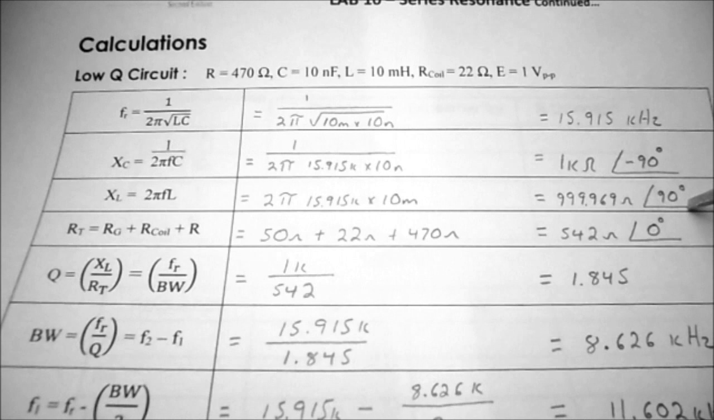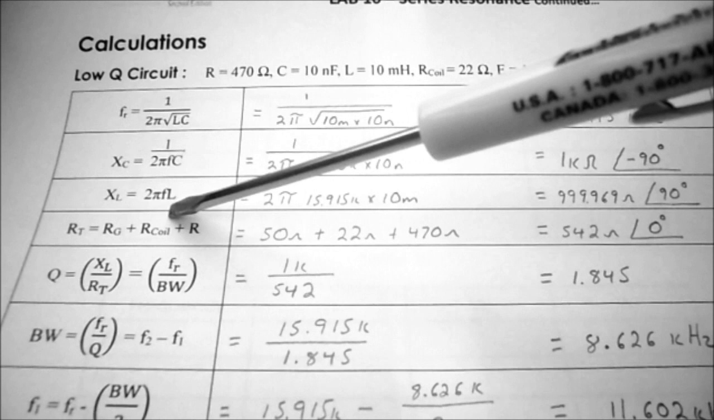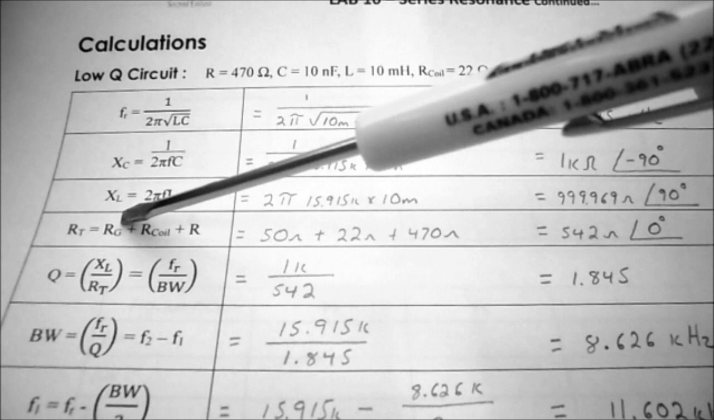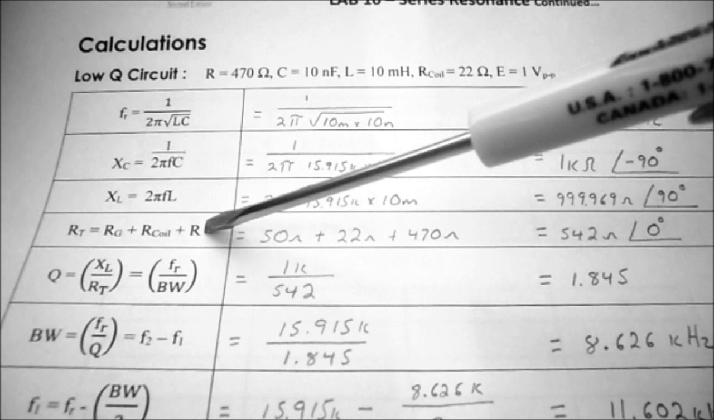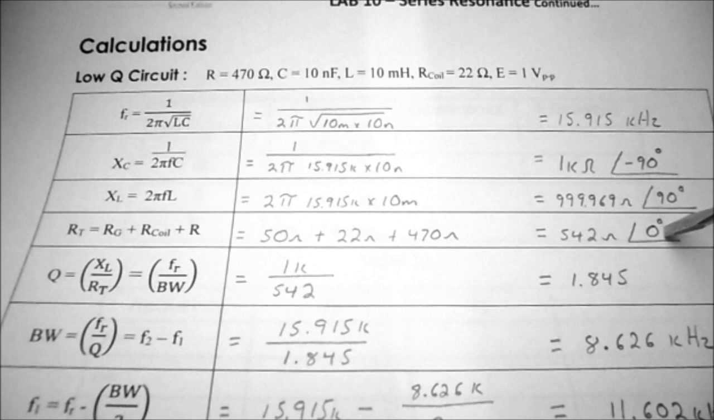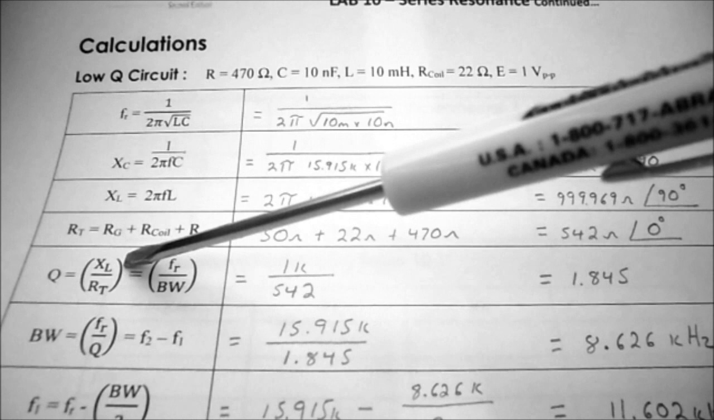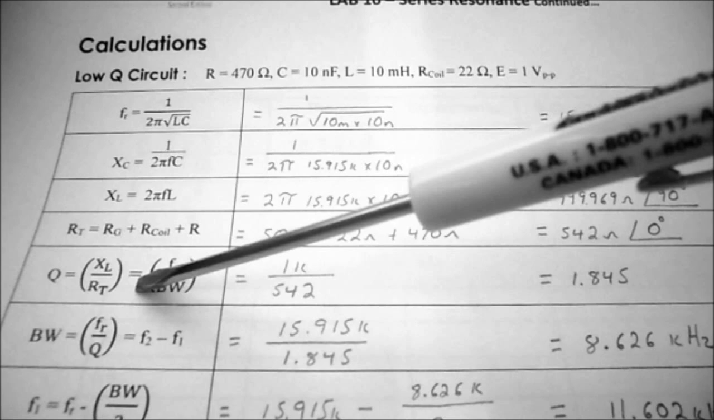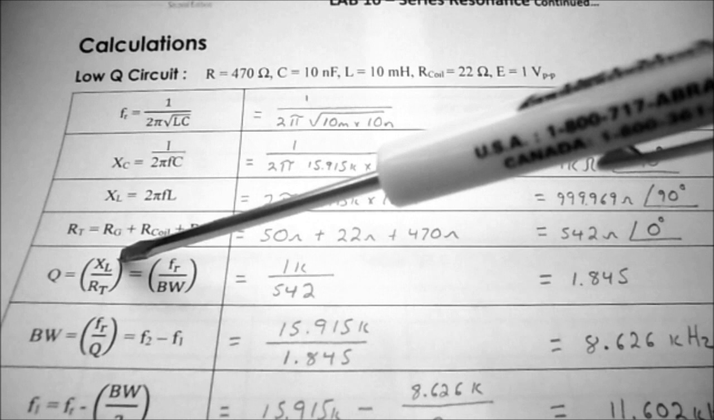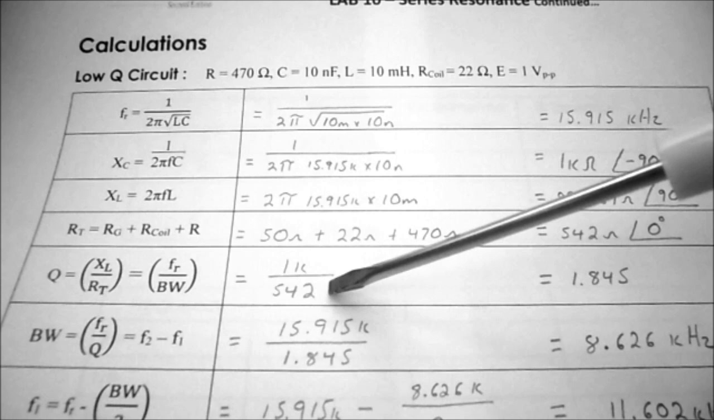Then we need to find out what the total resistance of our circuit is going to be. In this case, we need RG, which is the internal resistance of the function generator, which is about 50 ohms, R coil, which is about 22 ohms, and the resistor we're using. So that's 50 plus 22 plus 470 equals 542 ohms at an angle of 0 degrees. So the Q of our circuit can be either XL or XC over RT, and it's also equal to the resonant frequency divided by the bandwidth, which is F2 minus F1. So for our calculation, we're going to be using XL over RT, which is 1K divided by 542, and that's equal to 1.845.